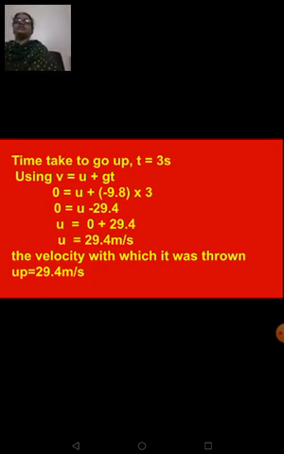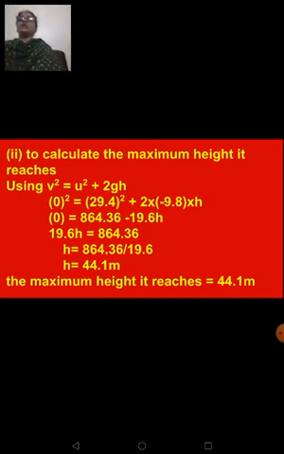Now let's come to the second part of the question. You have to calculate the maximum height it reaches, the distance it has traveled in 3 seconds of time. Now we have calculated the value of u. So now we have to calculate the maximum height it reaches in 3 seconds of time. So let's apply the formula: v square is equal to u square plus 2gh. Because we need to find h, we know all the other values. We know the value of v, which is 0. u we have calculated as 29.4. g we know it's 9.8.